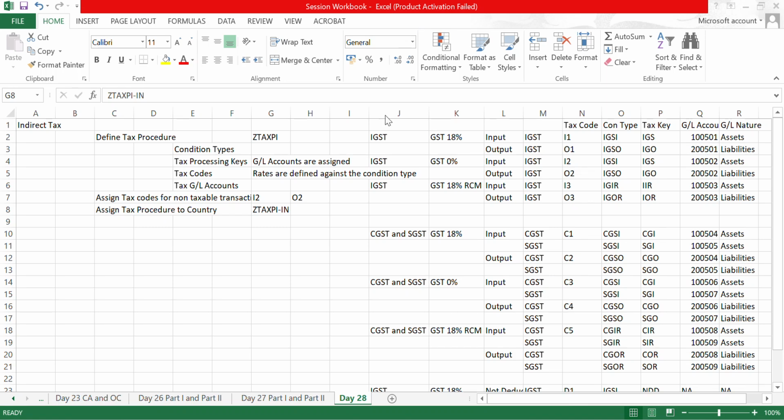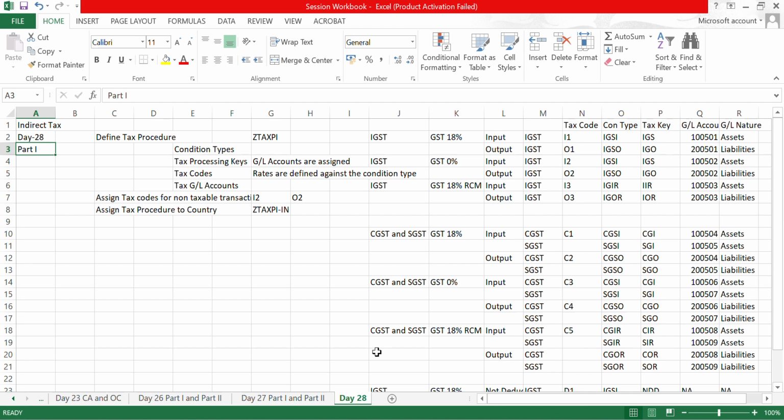Good morning, everyone. Let us start with the 28th part 1 of our regular SAP FICO session. The topic that we will cover today are defining the tax procedure and assigning the tax procedure to the respective country.